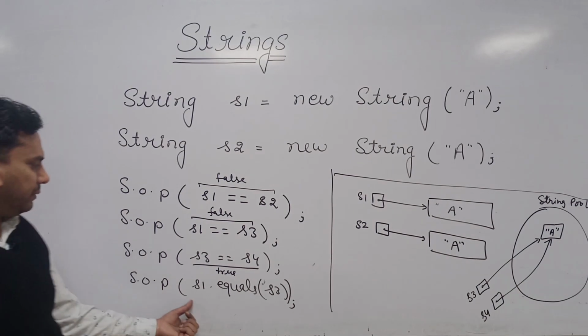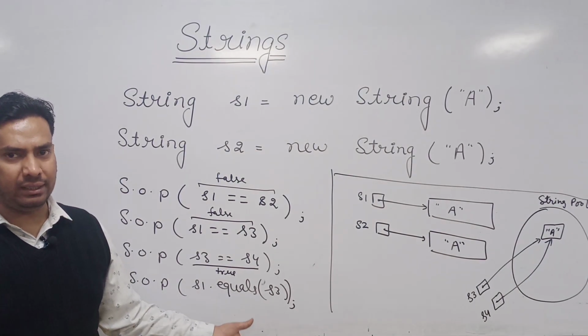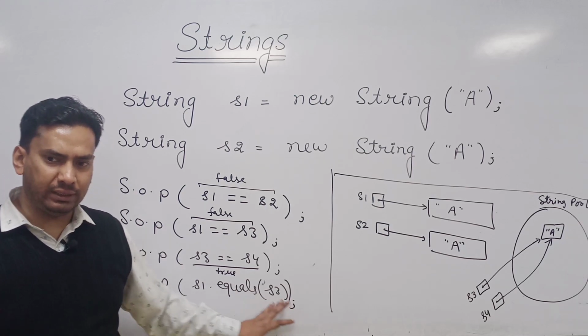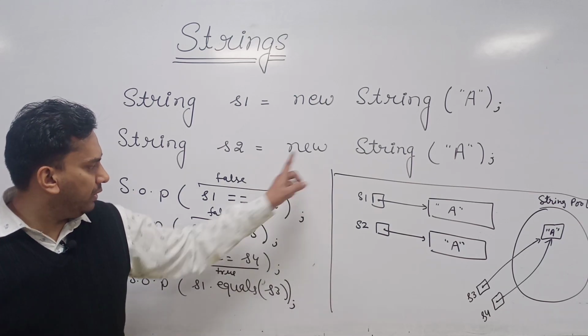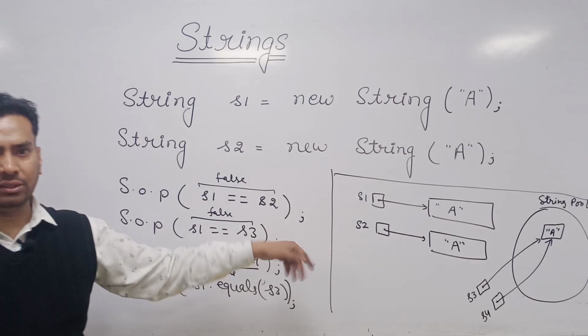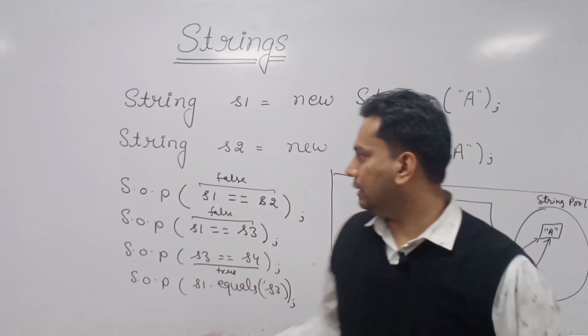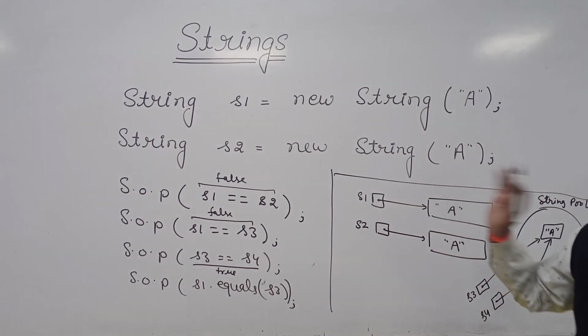Now the equals method is used for comparing the content. So whether you compare S1.equals(S2) or S2.equals(S3) or S3.equals(S4), because they have the same content, they are going to give you true always, right? So this is the concept of intern string.